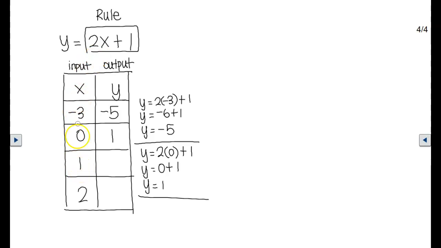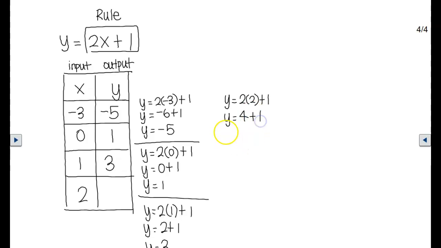We're going to input 1 for x, so that'll be y equals 2 times 1 plus 1. So first it says to do 2 times 1, which is 2. And then we add 2 plus 1 and get an output of 3. So when x is 1, the output is 3. And then we'll finish up with one more. We're going to input 2 for x, so that's going to be y equals 2 times 2 plus 1. So we'll do 2 times 2 is 4, and then 4 plus 1 is 5.